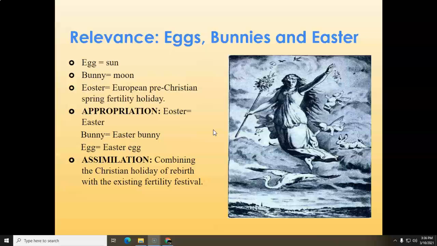And then it was assimilated because it combined the Christian holiday of rebirth that we know as Easter with the existing fertility festival in pre-Christian Europe, because it's easier for people to change when they change to something that they're already familiar with. So they could take some of their practices that they did already, like associating eggs and rabbits with this festival, and associate them with the religion as well. And that's the assimilation. It was like this gradual combining of it. You still kept those fertility associations, but it now also became a religious holiday.